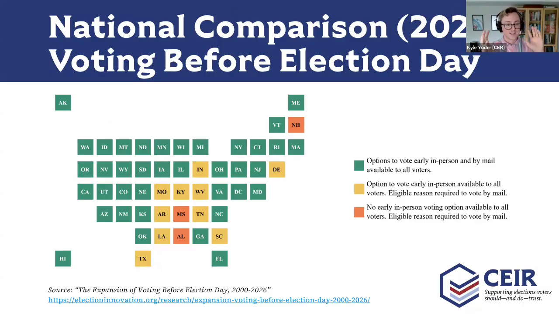As you can see on this map, Kansas is green, meaning that Kansas voters have an option to vote not only in person on election day, but also in person during early voting and by mail. This is available to all voters without a reason, without an excuse. And Kansas is one of more than 30 states that offers all of these options to voters. Voters can take advantage of whichever option is most convenient for them.